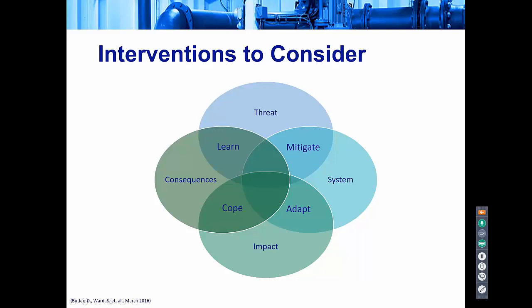So for each different aspect of that vulnerability cycle between threats, systems, impacts, and consequences, there are interventions that you can plug in at each one of these areas, whether it be mitigation, adaptation, or maybe you're coping with a disaster and then learning from it so that you can prevent that threat in the future. There are different types of strategies or interventions you can take to make sure that you become more resilient. We're going to go through a couple of different examples of these interventions. And again, these are just examples. What we're hoping you do is go back to your leadership and your managers and sit down and have these discussions about your specific utility and how this plays out in your utility.